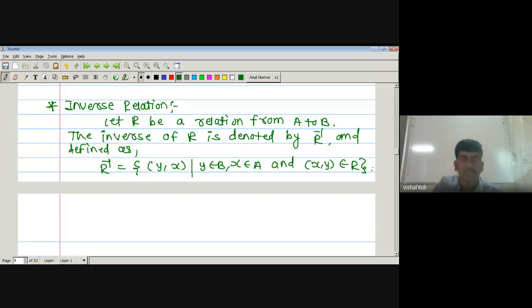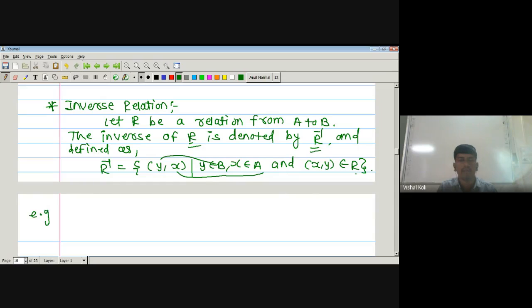Okay. So if R be a relation from set A to set B, then the inverse relation of R is denoted by this symbol R to the power minus 1, that is R inverse, and is defined as R inverse contains all the ordered pairs (y, x) such that this y is belonging to B, x is belonging to A whenever (x, y) is an element of R. That is, if (x, y) is an element of R, then (y, x) is an element of R inverse.